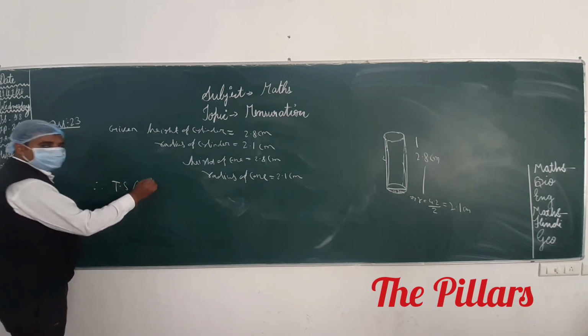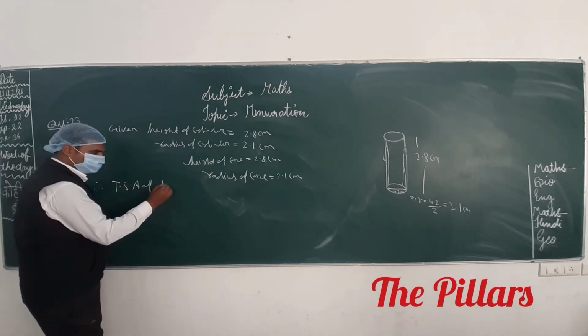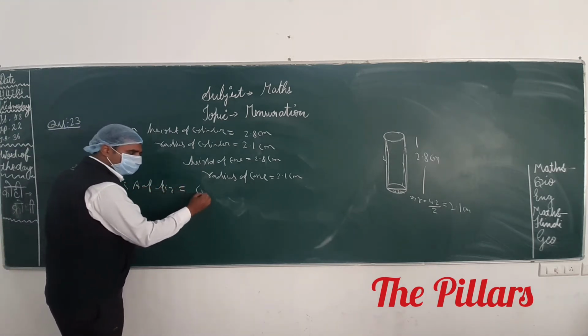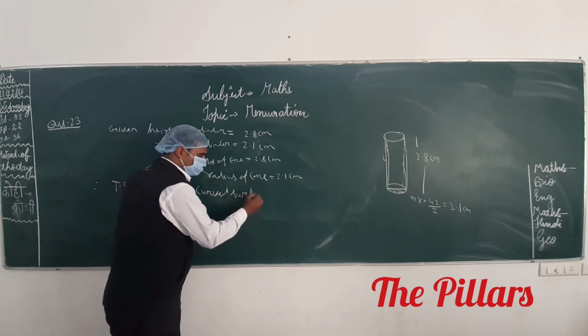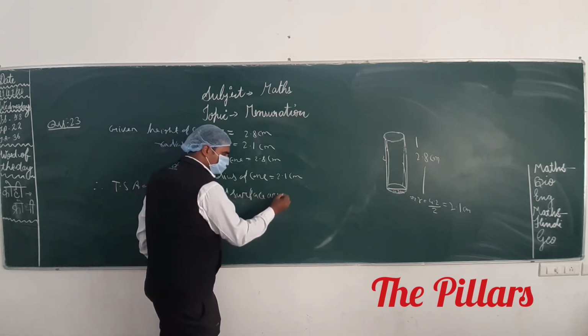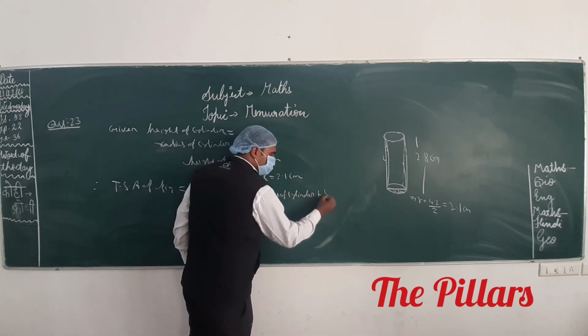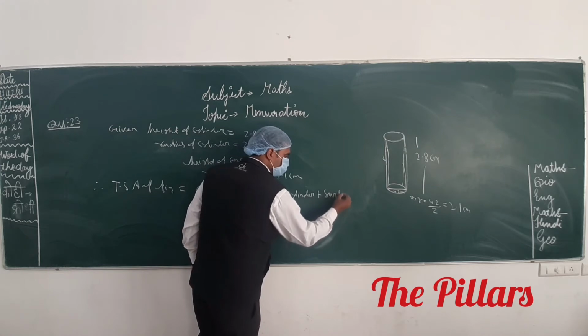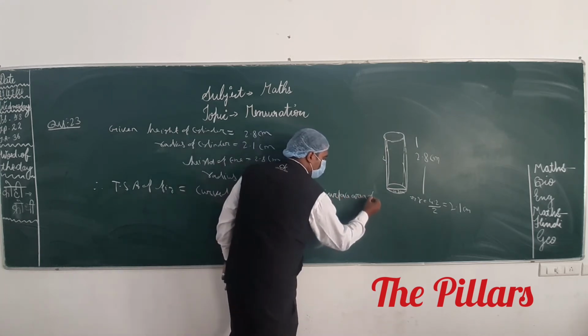figure equals what? Curved surface area of cylinder plus surface area of the circle, plus surface area of base. Surface area of the circle, the base of the cylinder.